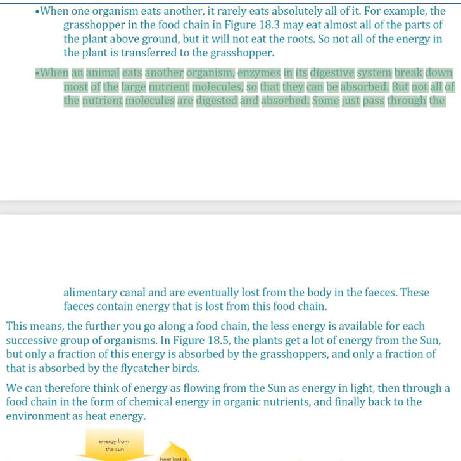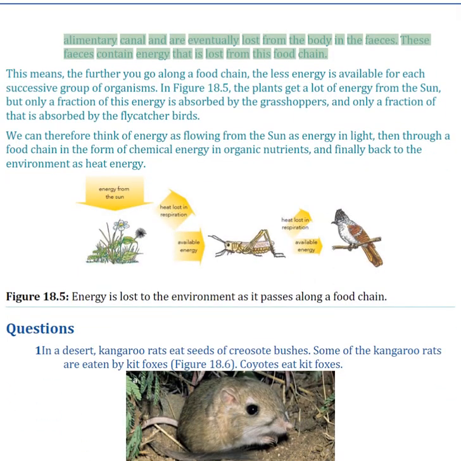When an animal eats another organism, enzymes in its digestive system break down most of the large nutrient molecules so that they can be absorbed. But not all of the nutrient molecules are digested and absorbed. Some just pass through the alimentary canal and are eventually lost from the body in the feces. These feces contain energy that is lost from this food chain.